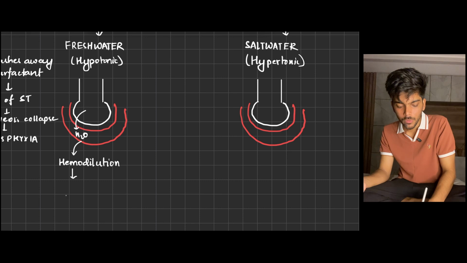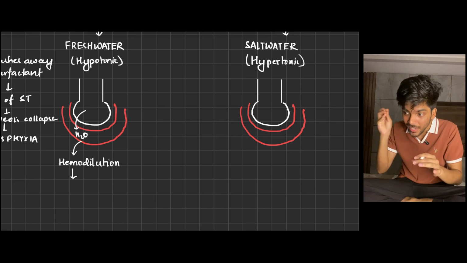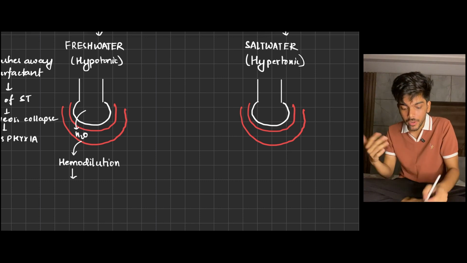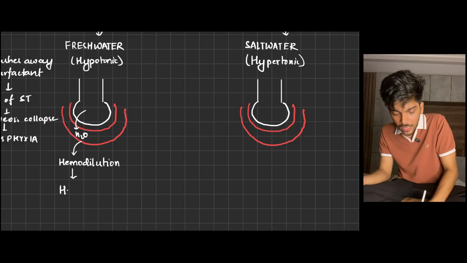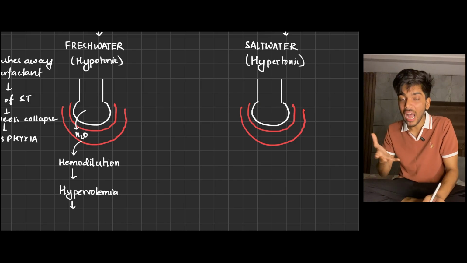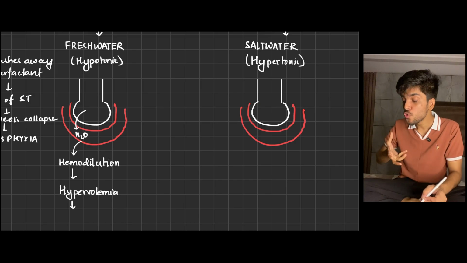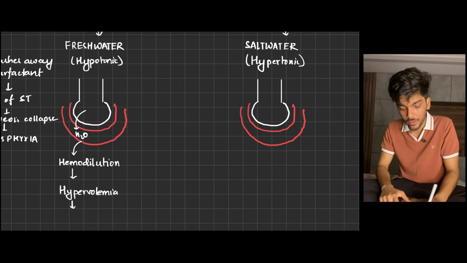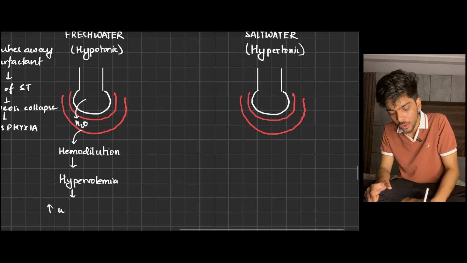Since there is addition of water in the blood, the volume of blood increases. So there is hypervolemia. Since there is increased volume of blood, now the heart has to work harder to pump that excess blood. So there is increased workload of the heart.